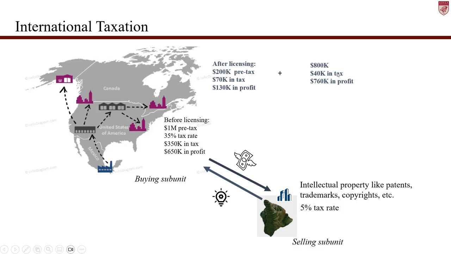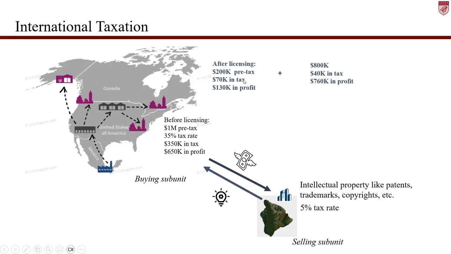How about in Bermuda Island? Now the tax rate is 5%, leaving $40,000 to be paid as tax and $60,000 to be profit. Before licensing, the company only earned $650,000 after tax. Now they're gaining 130K plus 760K, which is about 890K in profit, right? This means that if you use the intersegment transactions wisely, you can actually gain much heftier after-tax profits, right?